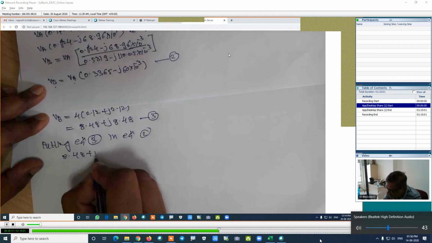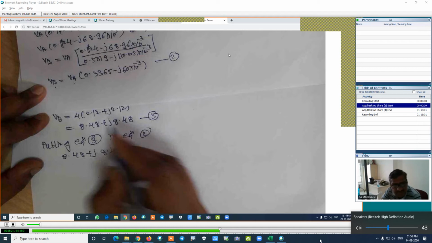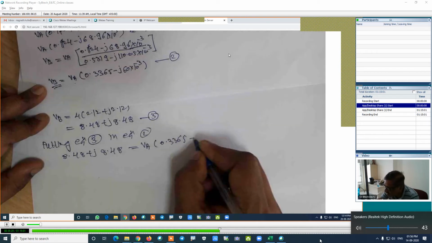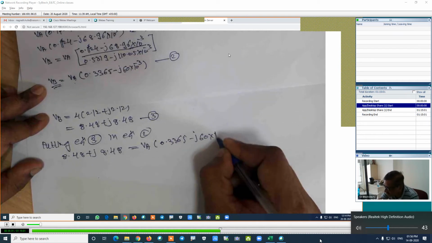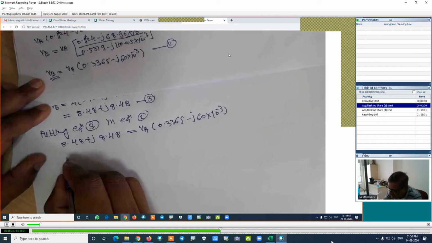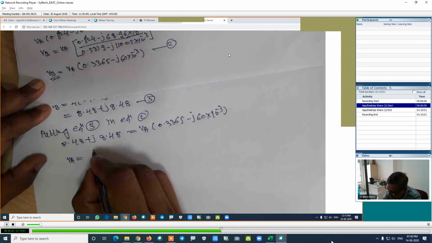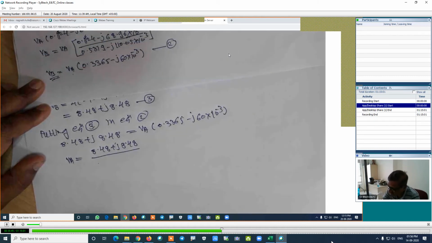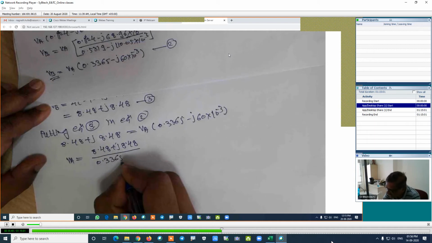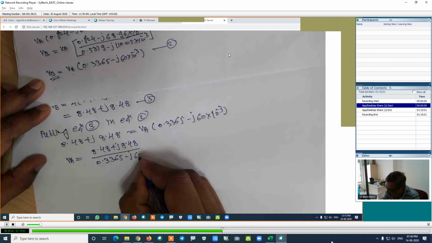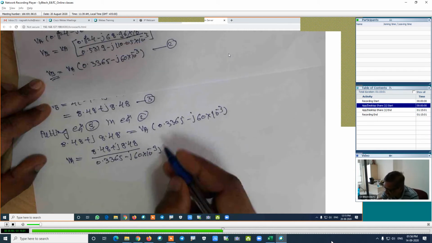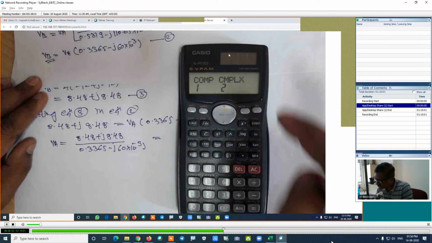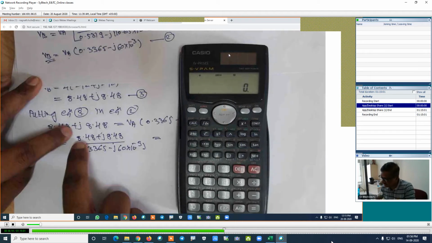VB is 8.48 plus j 8.48, which is equal to VA into that, and VA is 0.3365 minus j 60 into 10 raised to the power of minus 3. Is it right? If I do this calculation, I am able to find the value of VA, which is 8.48 plus j 8.48 divided by 0.3365 minus j 60 into 10 raised to the power of minus 3. How much is VA? I will do this calculation. Yes, I will go to the complex mode, COMPLX 2. Is it right? I am now in the complex mode. This first complex number, I will start the bracket.